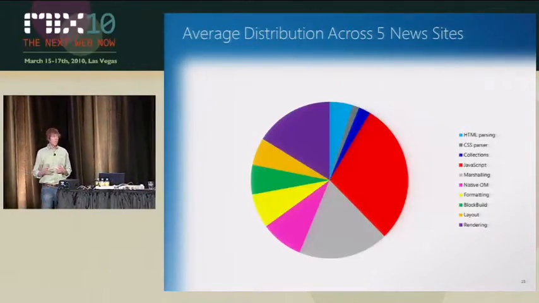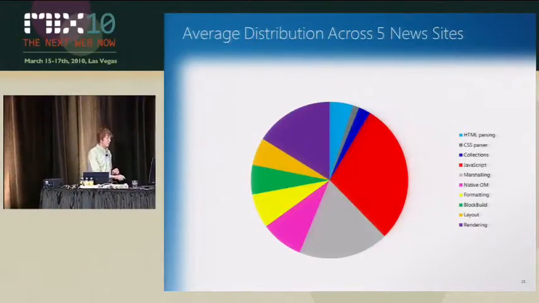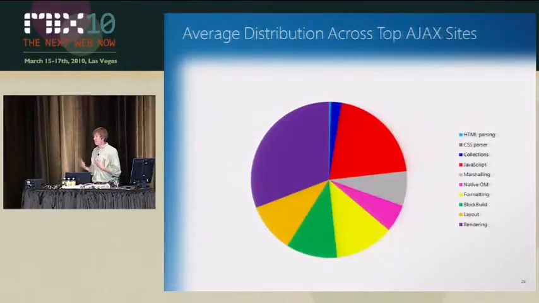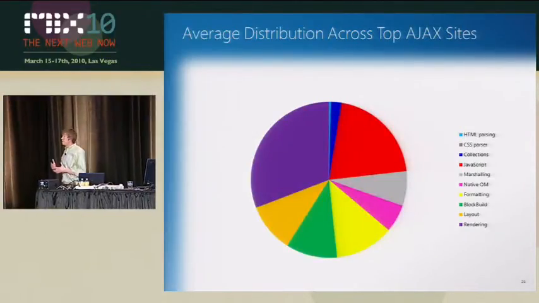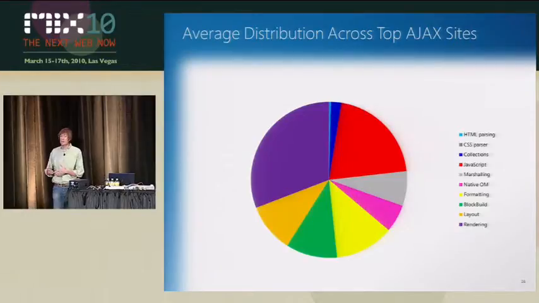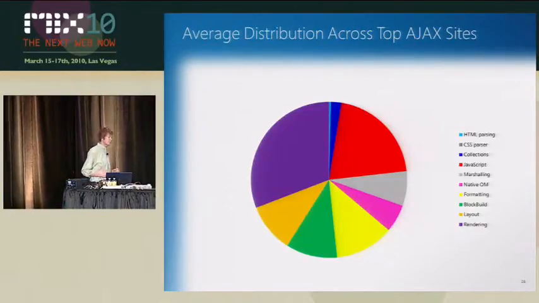And what we did was we averaged those together, and we see a pie chart that looks something similar to this. Now, the proportions change, but you'll see that performance is still greatly impacted by all of the subsystems.